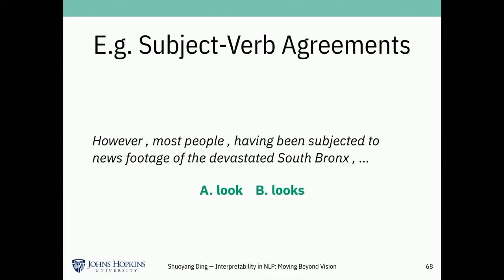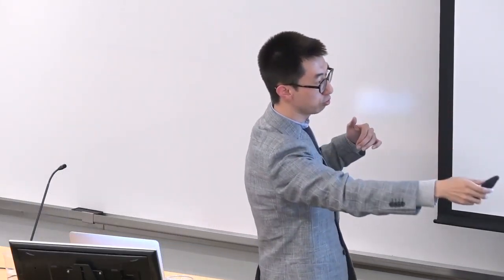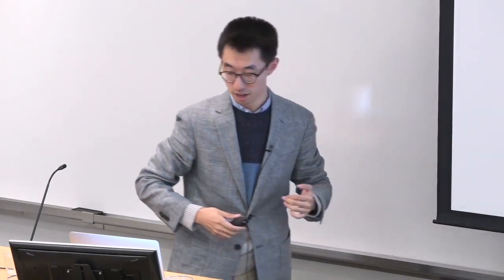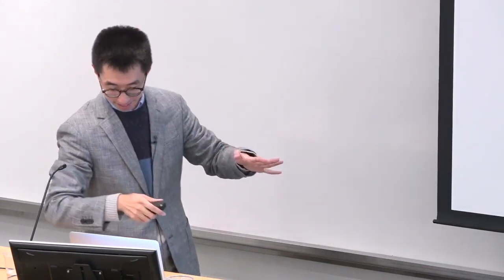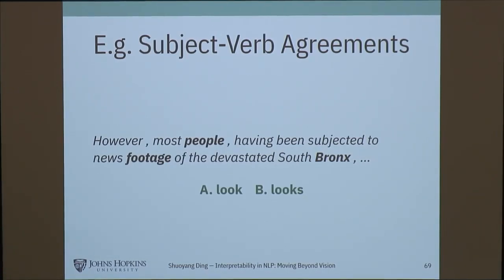So let me illustrate this with the example of subject-verb agreement. Basically, you have this prefix. And I can tell you that following this prefix, there's a verb, and the lemma of the verb is look. So given this prefix, would you choose to predict look or looks? Well, let me give you some hints. There are several nouns you probably want to look at: people, footage, Bronx. You need to decide which of these the number of your verb should agree with.